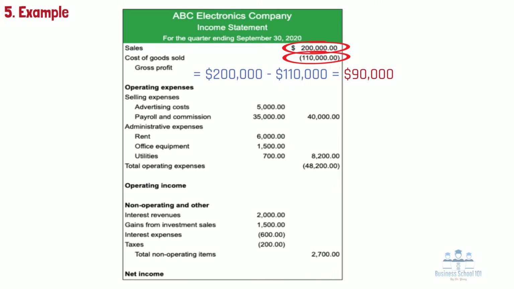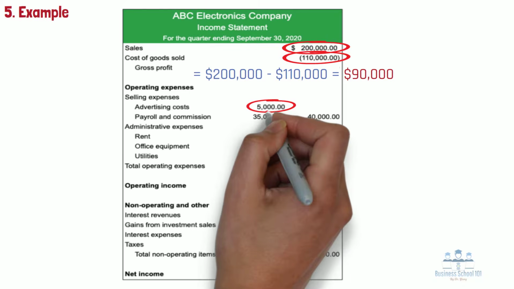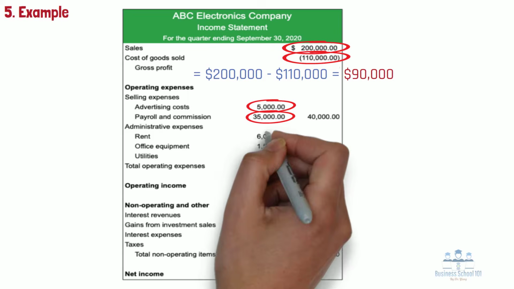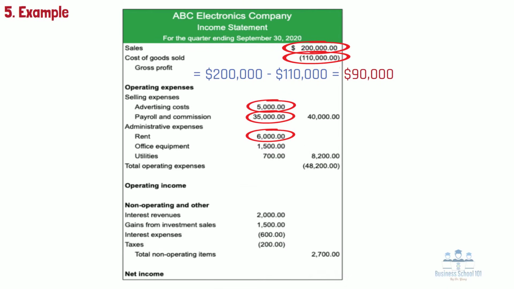To calculate the operating profit, we need to use the gross profit minus all operating costs. In this income statement, we can see that ABC Electronics incurs 5 types of operating expenses, which are advertising cost, $5,000. Payroll and commission cost, $35,000. The rent cost is $6,000. Office equipment cost, $1,500. And the utility cost is $700. In total, the operating expenses are 5,000 plus 35,000 plus 6,000 plus 1,500 plus 700 equals $48,200.